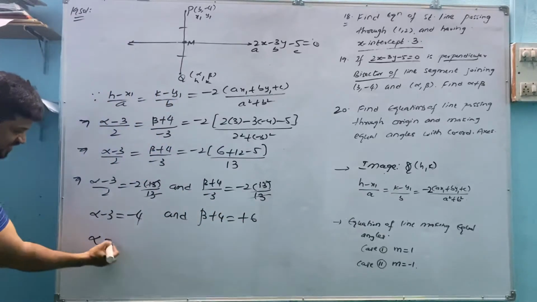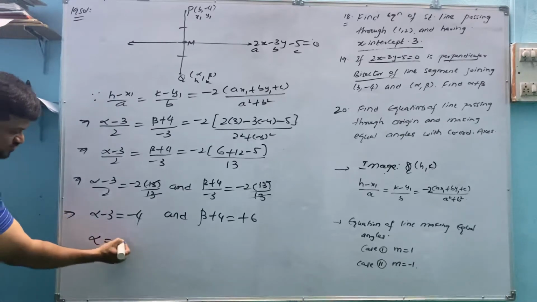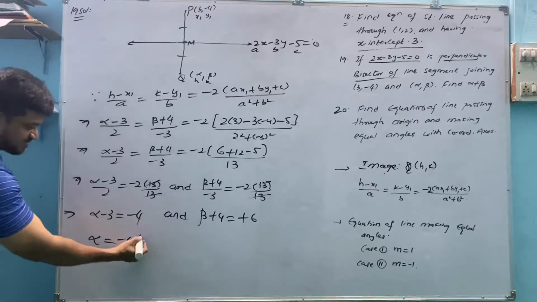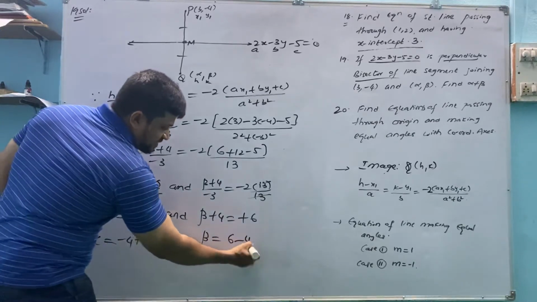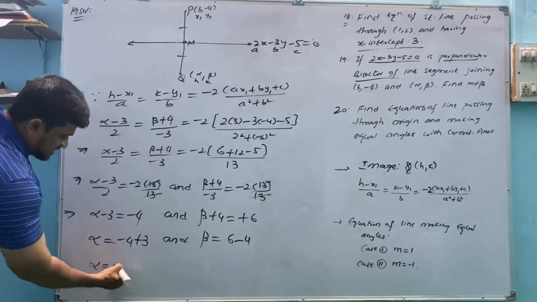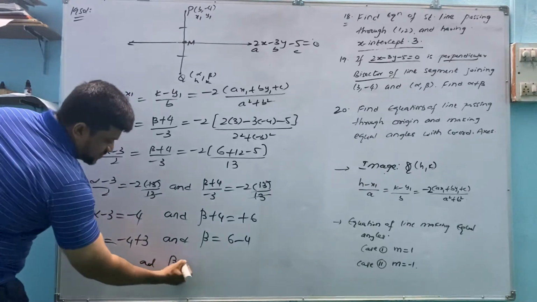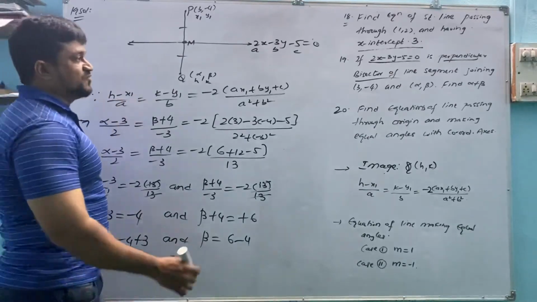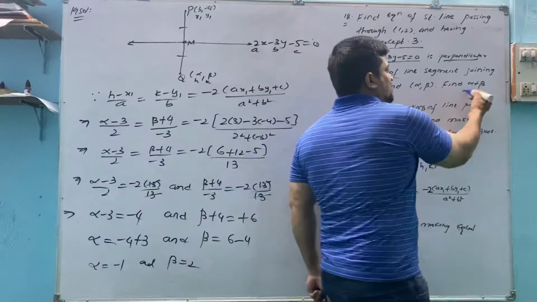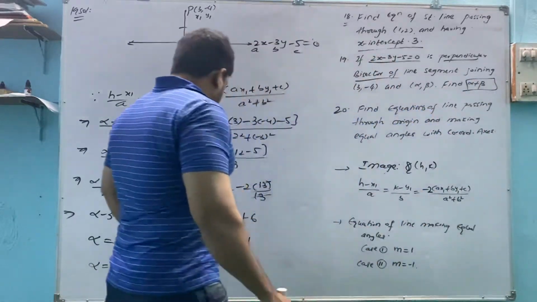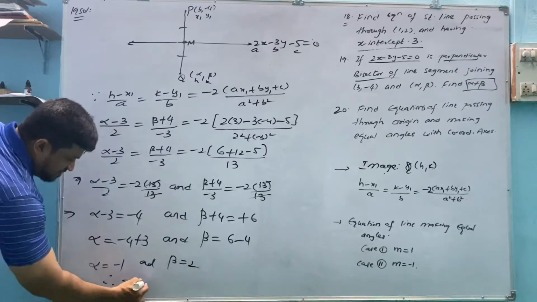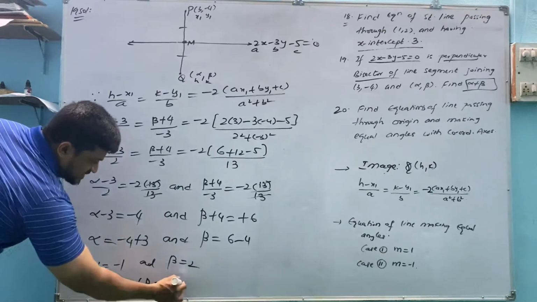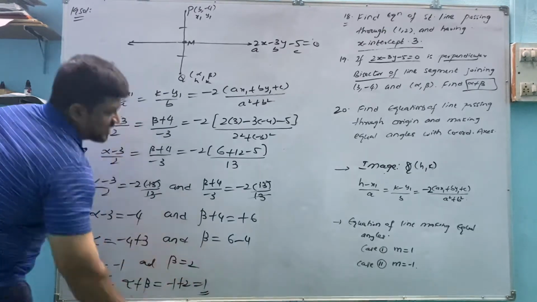So when we are finding alpha, we have to take alpha equals to left side and minus 3 goes to right side, plus 3. And beta is equals to 6 minus 4. So alpha is minus 1 and beta is 2. What they ask us to find? Alpha plus beta value? Once we have alpha beta value, we can write therefore alpha plus beta is equals to minus 1 plus 2, which is 1.